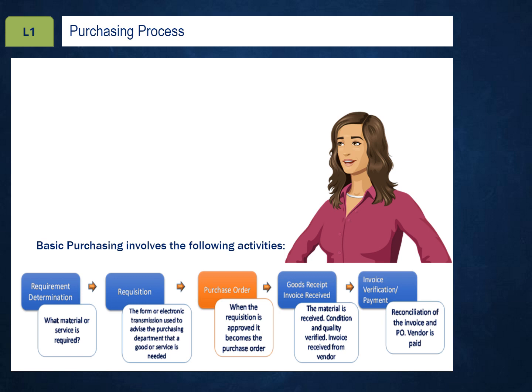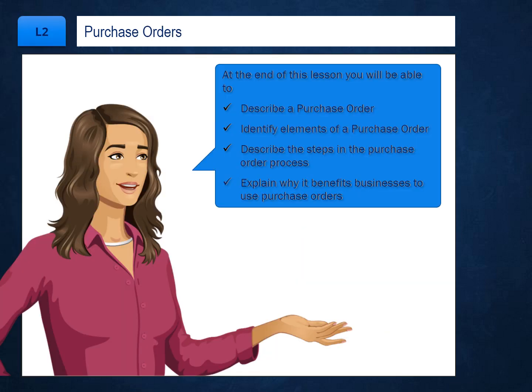4. Goods receipt/invoice received. The material is received, condition and quality are verified. 5. Invoice verification, vendor payment, reconciliation of the invoice and PO is made. Vendor is paid.